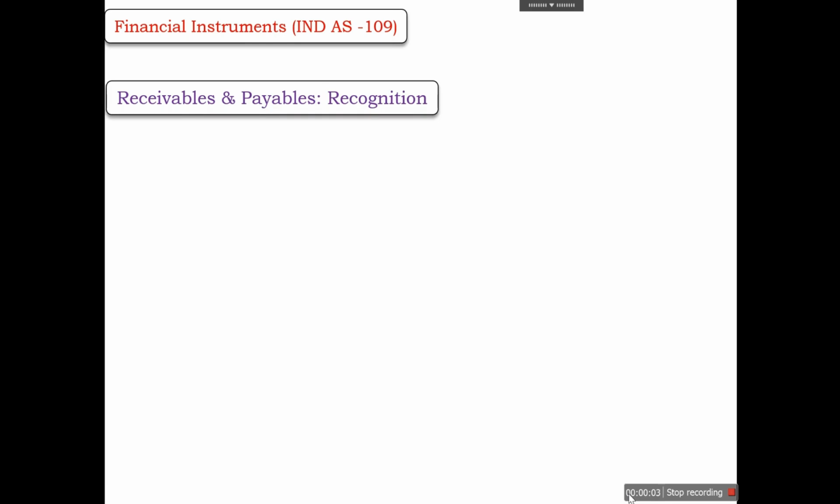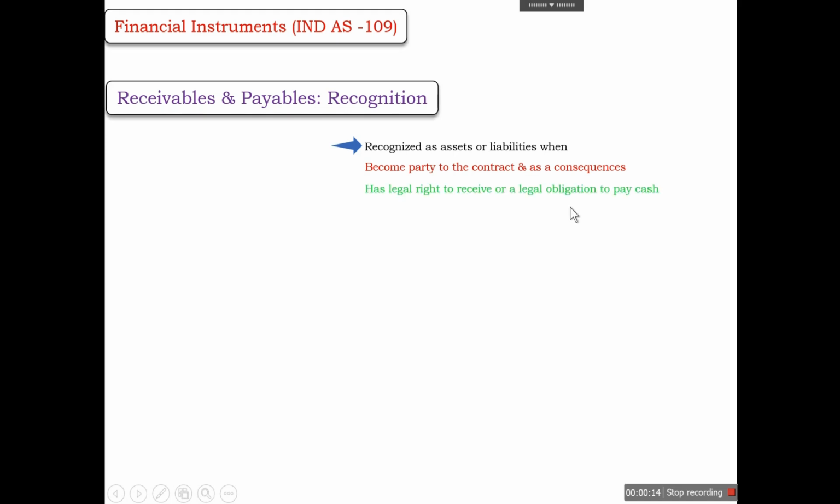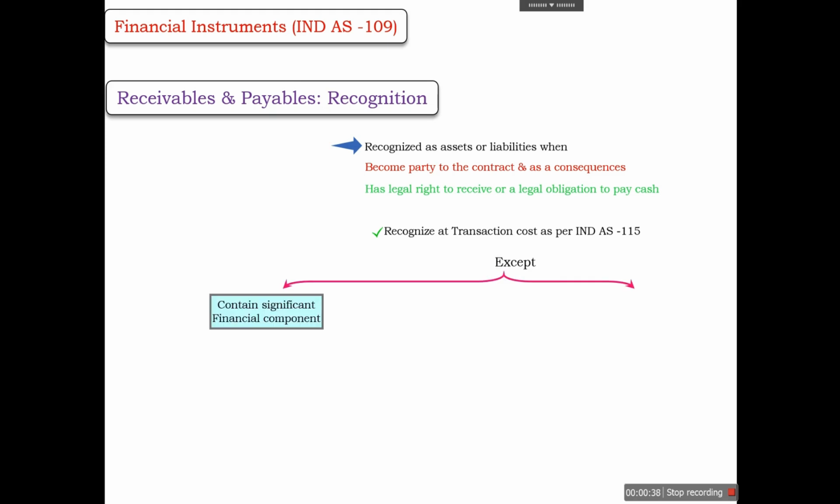An entity recognizes unconditional receivables and payables as an asset or liability when it becomes a party to the contract, and as a consequence of that contract, the entity has a legal right to receive or a legal obligation to pay cash. Despite the requirement to measure all financial assets at fair value at initial recognition, an entity shall measure receivables and payables at the transaction price as per Ind AS 115, except where there is a significant financing component in the trade receivable amount, and the entity opts to apply the practical expedient as per the standard.